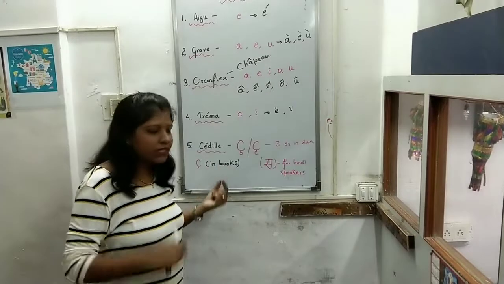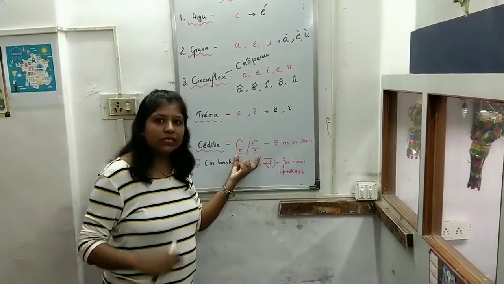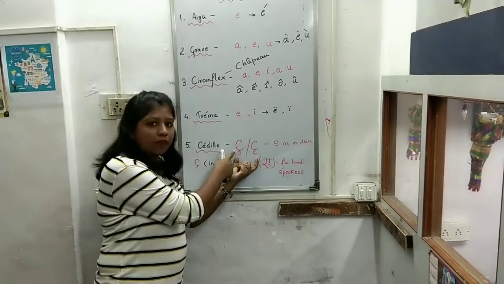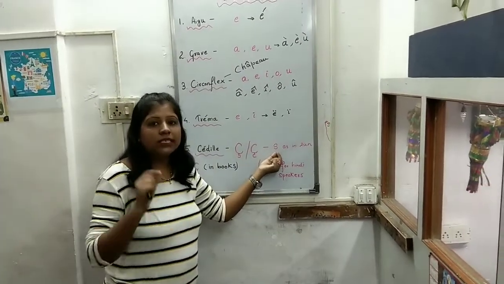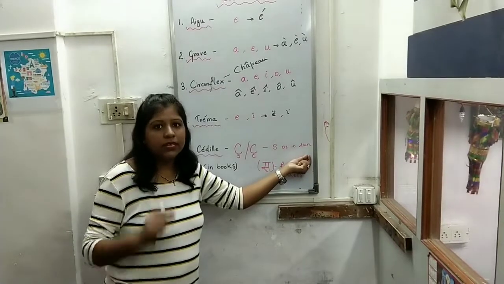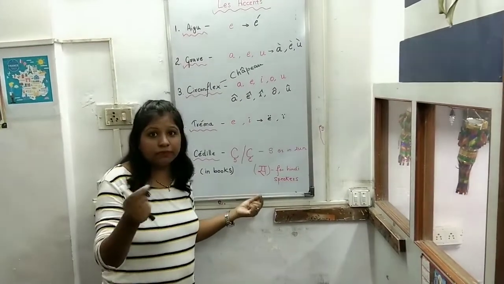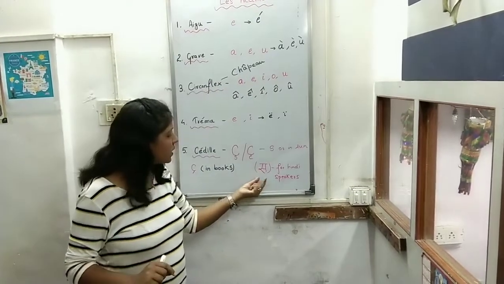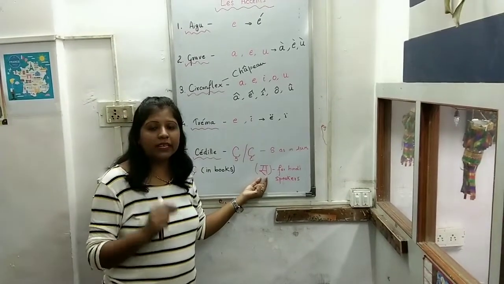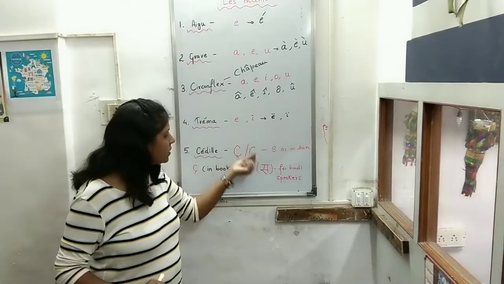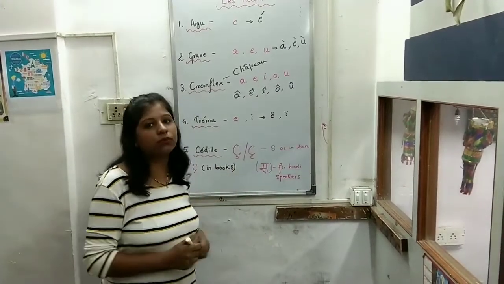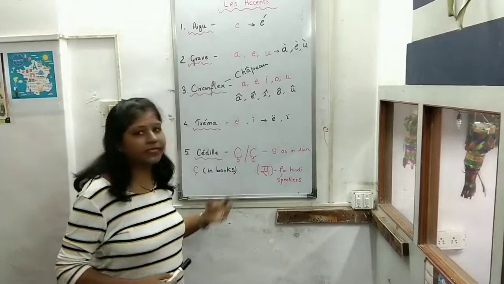The role of this accent is that whenever you see the letter C with this sign, you have to pronounce it as 's', as in sun. For Hindi speakers, it's very easy to understand. So this is the significance of this particular accent.